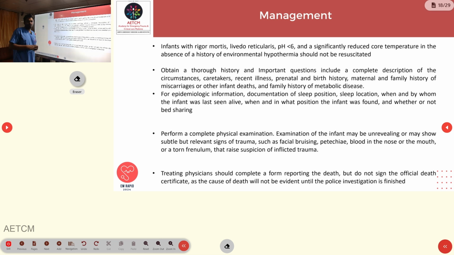And we have to do a complete physical examination following history taking, which may show any signs of child abuse, that is trauma like facial bruising, petechiae, and blood in the nose or mouth. Also, the main thing we have to do is the death summary. Here, as the child was brought in a condition where the actual cause is not known, we cannot write the actual cause. So we will have to do the forms, but the cause of death should be determined only after the police investigation.